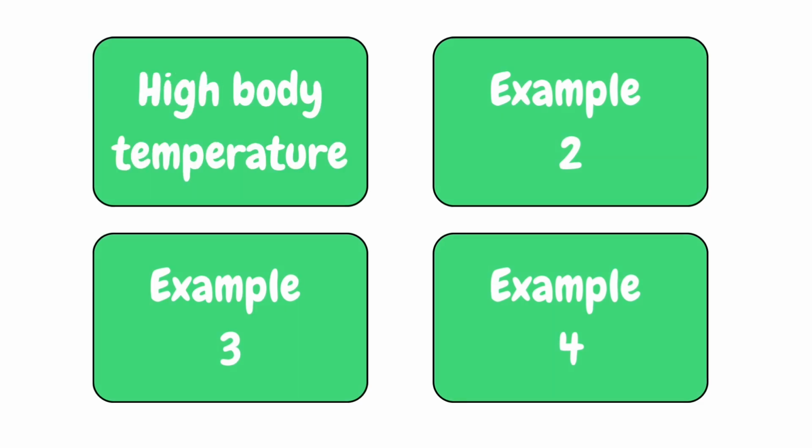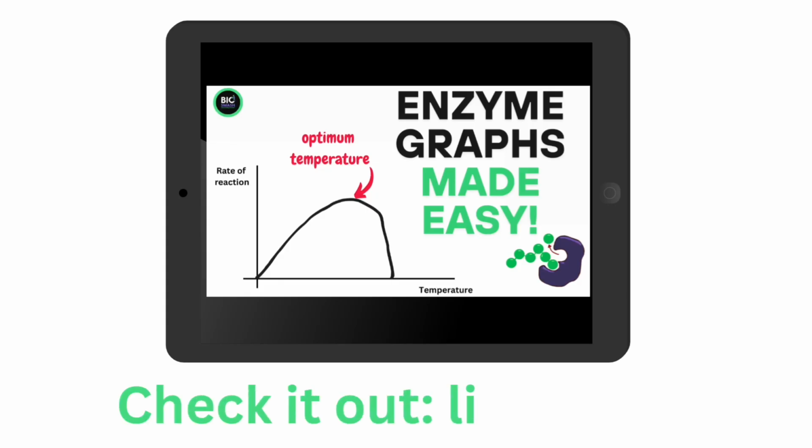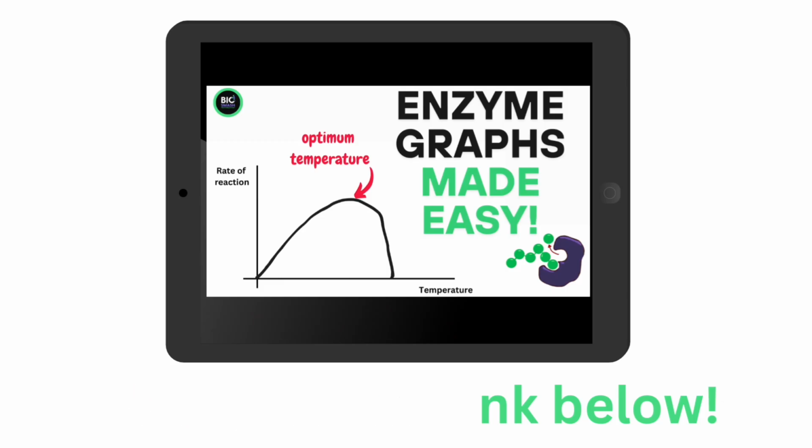So, our first example of negative feedback looks at what happens if your body temperature starts to get too high. You may know that human body temperature needs to stay pretty constant at around 37 degrees C. One reason for that is that our enzymes don't work as well at higher or lower temperatures. Check out this video if you want to know more.